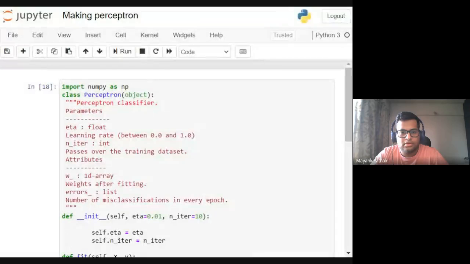So I'll just share my screen and we'll get to the implementation of the code. Just checking if it's visible.